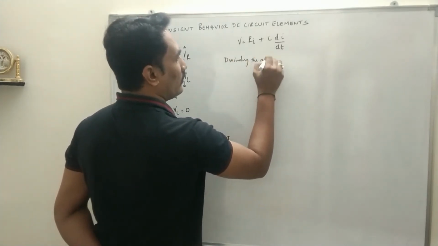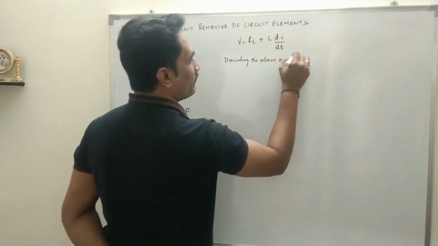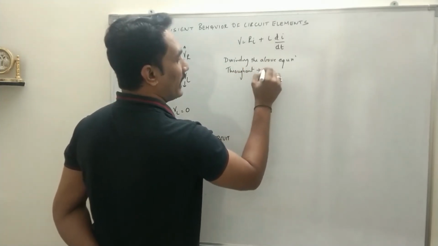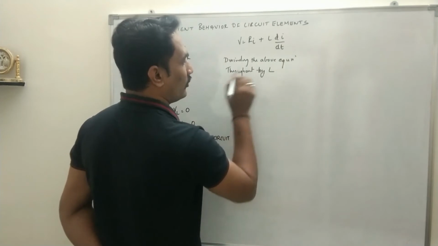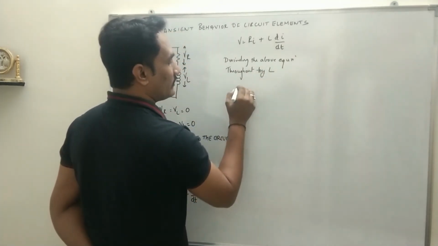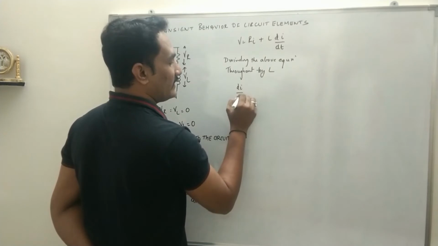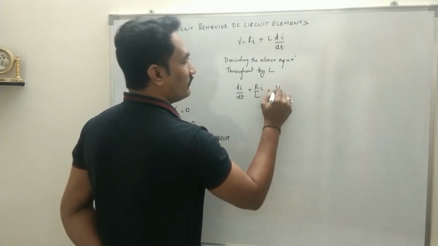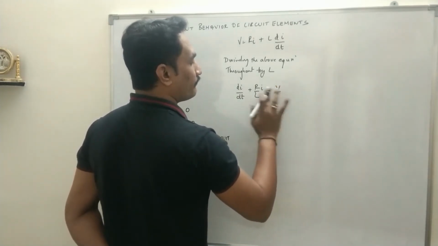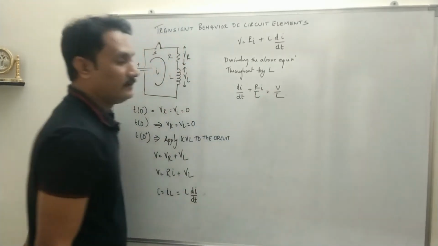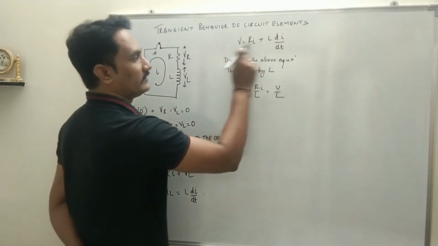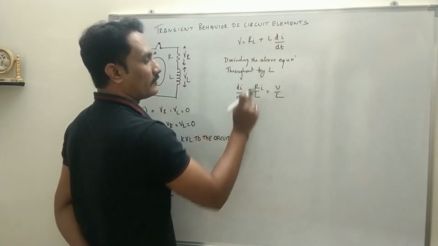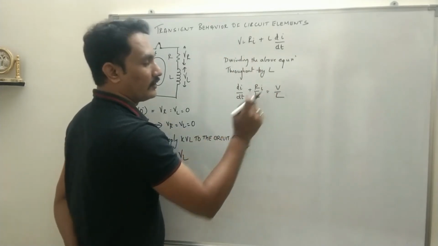Okay, now dividing the above equation throughout by L, what we are going to get is, can I write the same equation like this: di by dt plus R by L into i equals V upon L, right? This is the equation. Divide the entire equation through by L. So this will be di by dt, this will be R by L into i, plus this is V upon L.